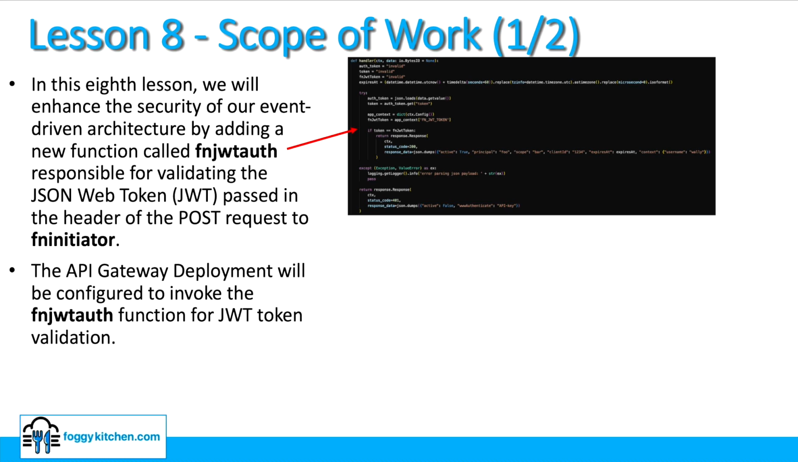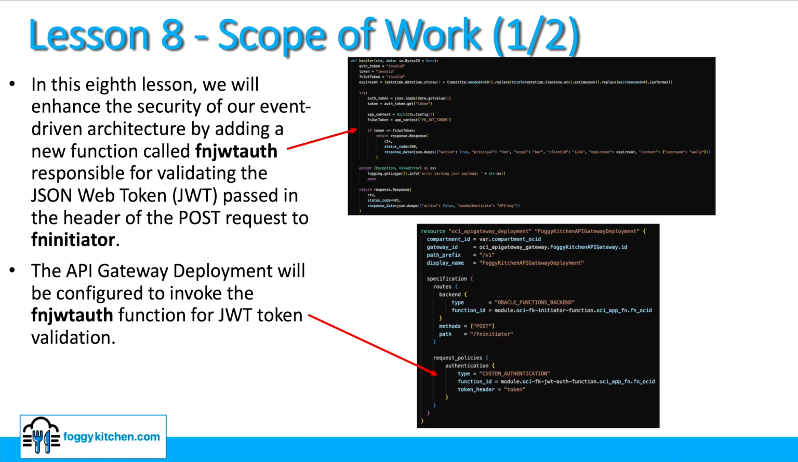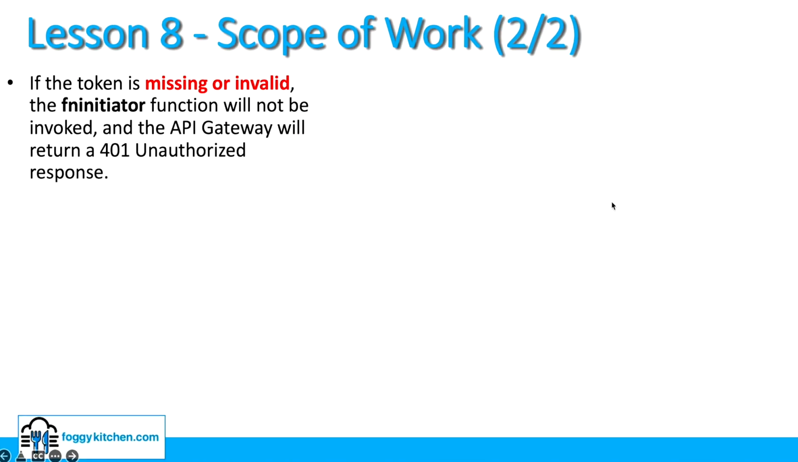API gateway deployment will be configured to invoke that function, as I have mentioned. So as you can see here on the right, for the OCI API gateway deployment resource, we will have an additional section named request policies and authentication, and we are passing custom authentication and the reference to our function. If the token is missing or invalid, the fniniitiator function will not be invoked, as I have said, so API gateway will return a 401 unauthorized response.